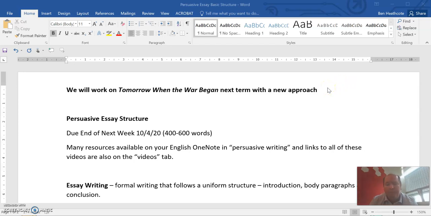As you'll see up the top there, just a quick one for everybody so that we understand what's happening. Some people have been going on reading Tomorrow When the War Began. That's excellent, but if not, there's no need to panic. Your only priority at the moment is persuasive essay structure. We will work on Tomorrow When the War Began next term with a new approach that will better fit online learning. The class and I developed an assessment approach and a way that we can work together online, so I'm excited to share that with you soon. No need to panic about reading that.